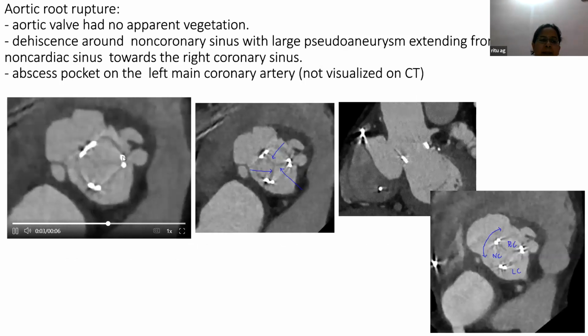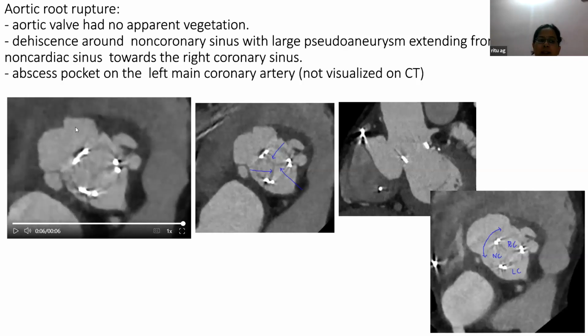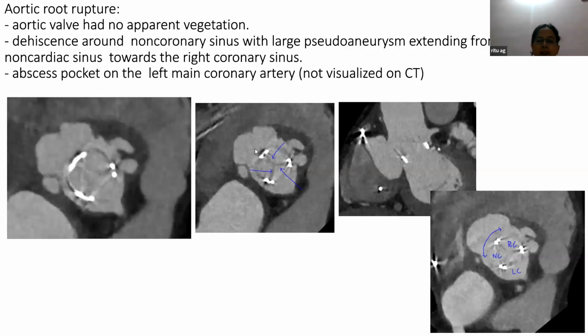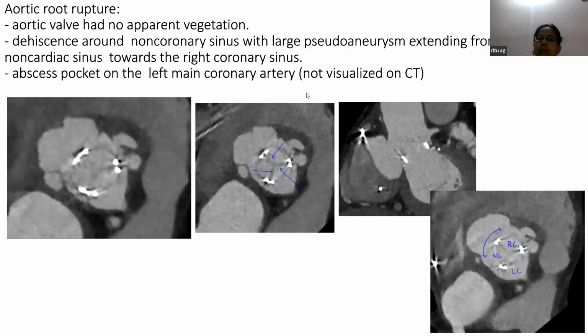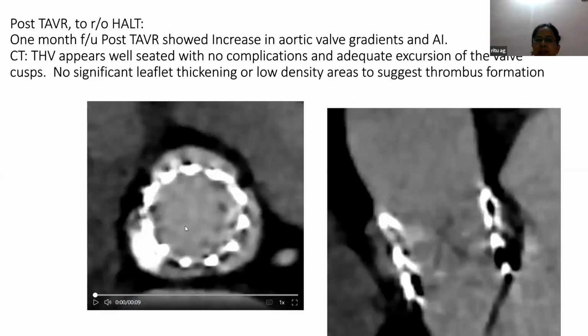We can see that is a TAVR valve, the bioprosthetic leaflets, it's well placed in the aortic sinus, but then there is rupture of this aortic root, non-coronary sinus into the right coronary sinus. And there was also an abscess pocket on the left main coronary artery, which was not seen on CT, which was seen post-op during the surgery. So these complications can also be well seen on post-TAVR studies.